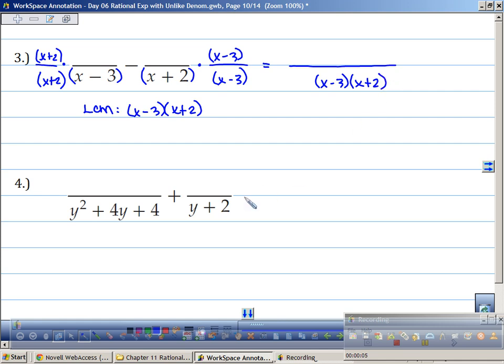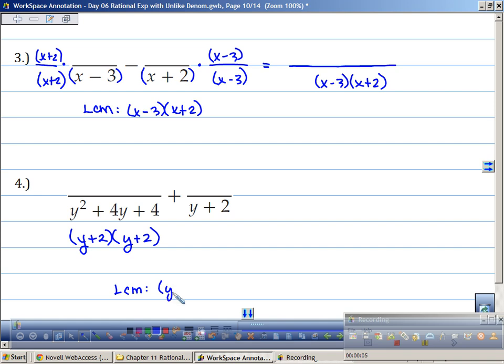What about this one? Y minus 2, Y plus 2. Let's factor this one. Right? It's a perfect square trinomial. If I were to factor this, this would be y plus 2 times y plus 2. Right? So what's my LCM then?